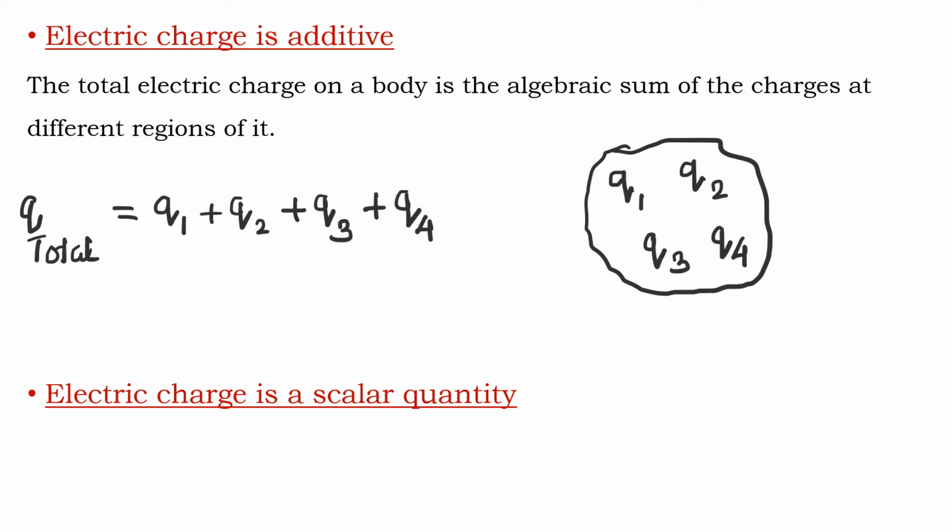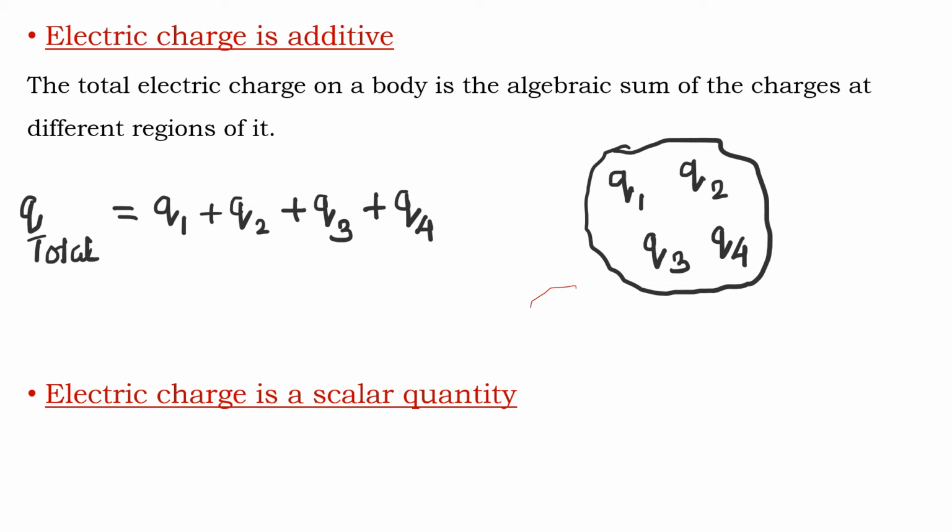Consider a body which contains a number of charges, and let Q1 be the charge at a particular region on the body, and Q2 be the charge at another region, Q3 the charge at another region, and Q4 the charge at some other region. Then the total electric charge of this body can be represented as Q total is equal to the sum of the charges Q1 plus Q2 plus Q3 plus Q4. That shows that the electric charge is additive.